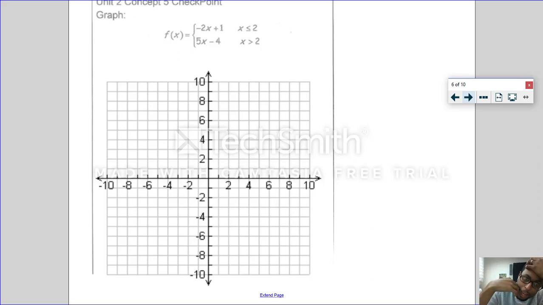Okay. Have some fun. So it says graph f of x. I have two functions. I have negative 2x plus 1 and I have 5x minus 4. I'm going to put a line right here so I separate the two. Now it tells us what number I'm starting at. I'm starting at the number negative 2. That says when x is less than or equal to negative 2. So again, when x is less than or equal to negative 2.